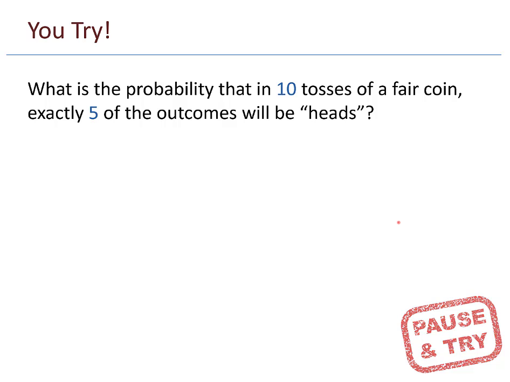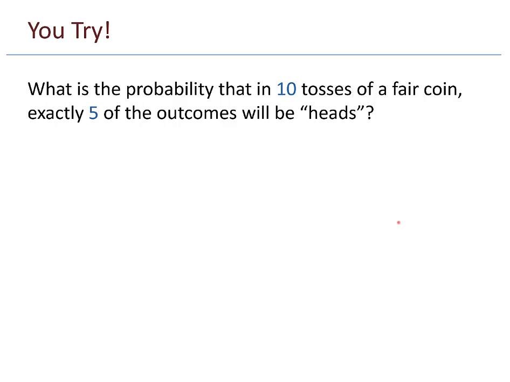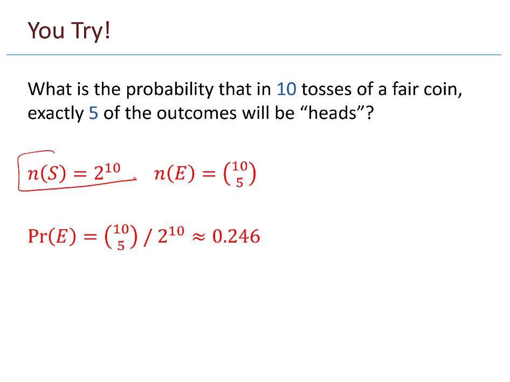Let's take a look. We have 10 tosses of a fair coin. What is the sample space? All those possible outcomes, which is 2 to the 10th. You can imagine 10 blanks, and each blank has to be filled with H or T, so 2 to the 10. That's the size of our sample space. But what is the event? The event is that exactly 5 of the outcomes are heads. Exactly 5. So take 10 of those blanks and choose which 5 are heads. 10 choose 5. And so we have the size of the event divided by the size of the sample space, and we get a number that's about 1/4.